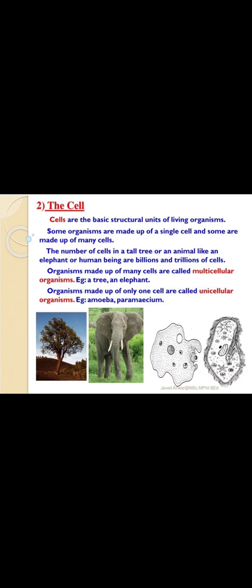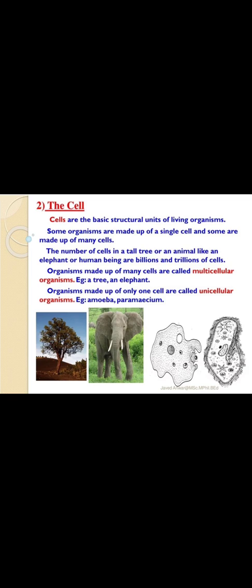So what is a cell? Cells are the basic structural unit of living organisms. It means that for a living organism, cells are the basic structural unit. If cells were not present, the basic structure would not exist in a living organism. Some organisms are made up of a single cell, and if they are single celled, they are unicellular, and if they have many cells, they are multicellular.